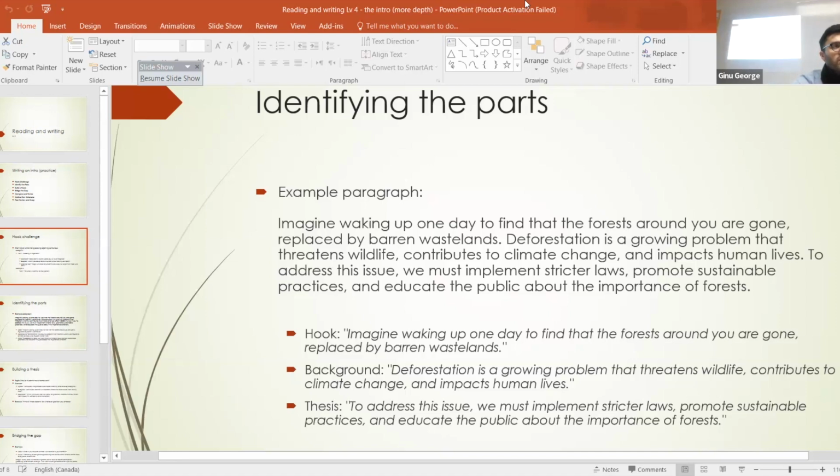Let me ask you guys this. What's the background part here? What part is the background part in this paragraph? Take a moment to think about that. What's the background part? Okay. You guys online, you could either say it or you could write it.